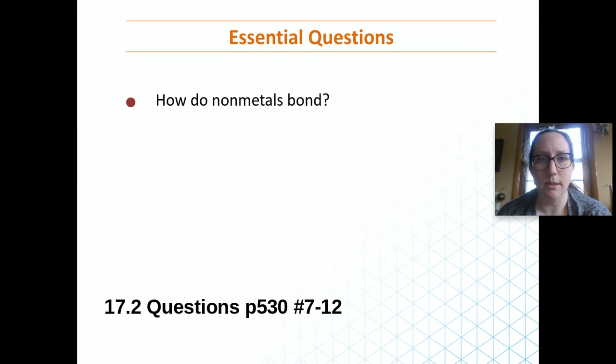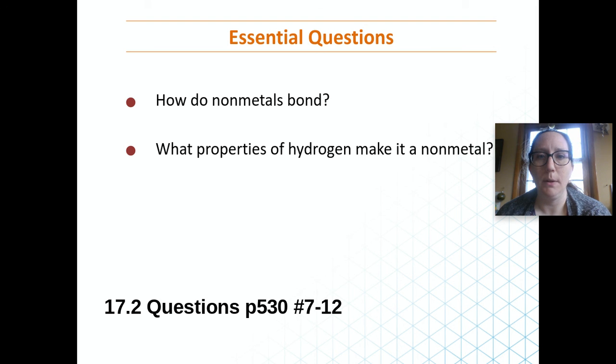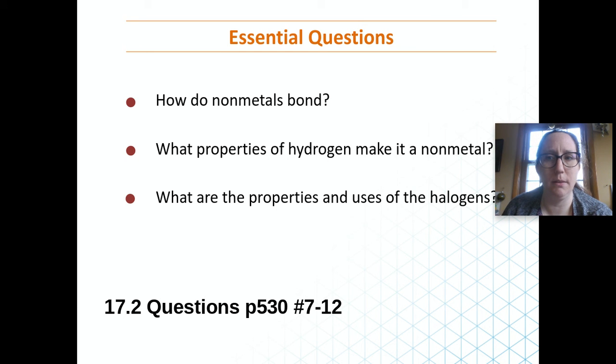Try not to stress. What properties of hydrogen make it a nonmetal? Well, it's a gas. Okay, it forms a diatomic molecule. It doesn't really, well, sort of doesn't really conduct electricity at room temperature. So because of its state of matter, we call it a nonmetal, even though it doesn't really fit the qualities so well.